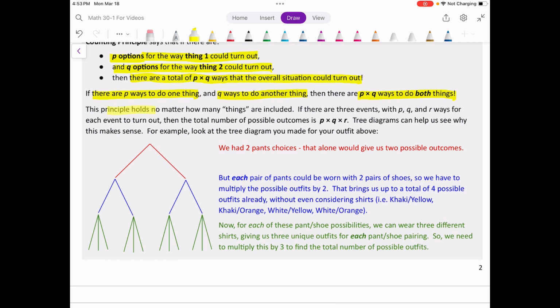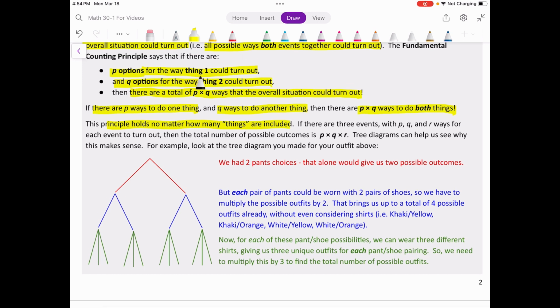This principle holds no matter how many things are included. So I know in this example we said thing 1 and thing 2, but if we were going to add a third thing and ask what's the overall way all 3 things could turn out, it would be to multiply the number of ways each individual thing could turn out. Okay, if there are 3 events with P, Q, and R ways for each of those events to turn out, then the total number of possible outcomes is just P times Q times R, whatever those numbers are. So tree diagrams, the reason we started with a tree diagram, is it can help us see that this isn't just some magic trick.